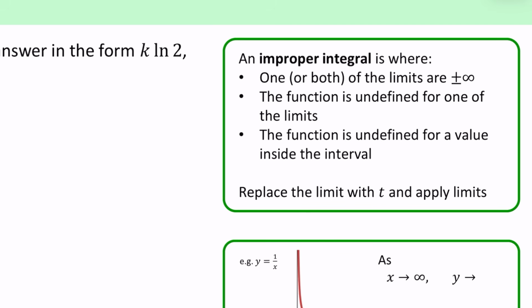For the purpose of not making this video too long, I've picked one of these types. Do make sure that you have a quick look through the other types that there are. What you do for this is you replace the limit, as in the top or bottom part of the integration sign, with t, and then you apply limits, meaning mathematical limits, of what we have here.